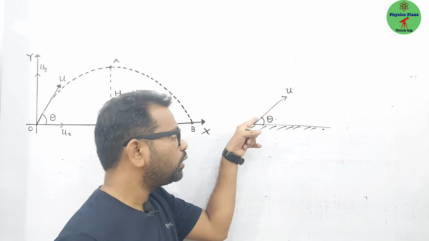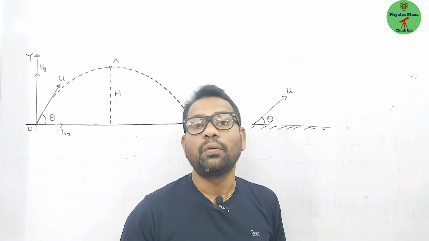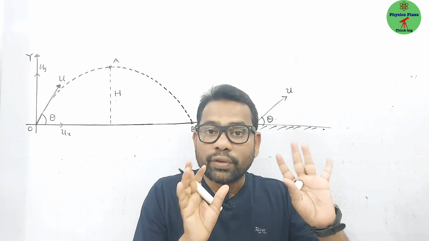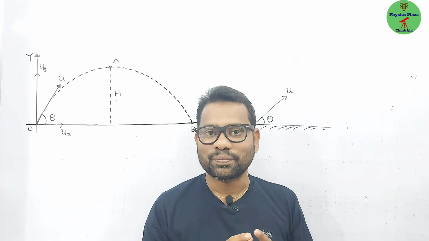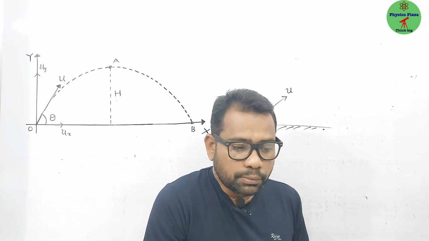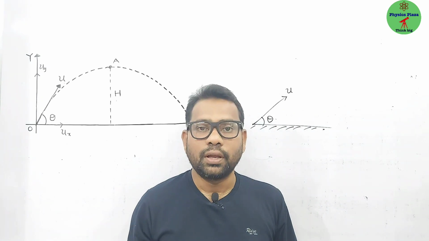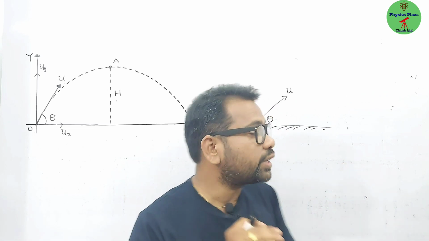But do you think that it will go along a straight line path? Obviously no. Why? Because continuously the force of gravity, gravitational force, is acting on it, right? We also discussed in the previous class that this projectile motion can be resolved into two simple motions which are independent of each other. Look here.